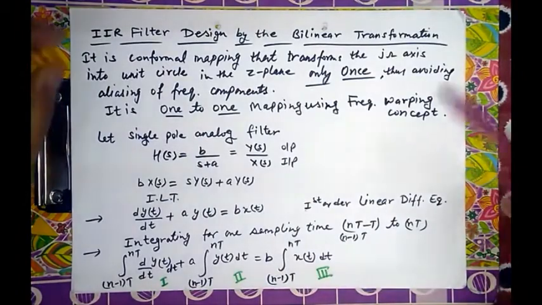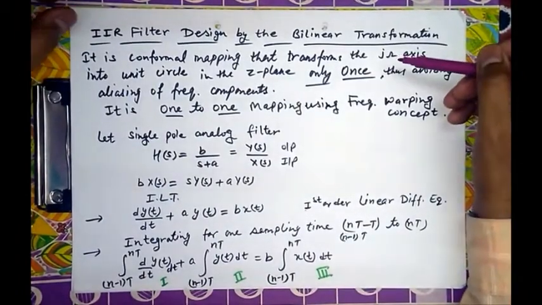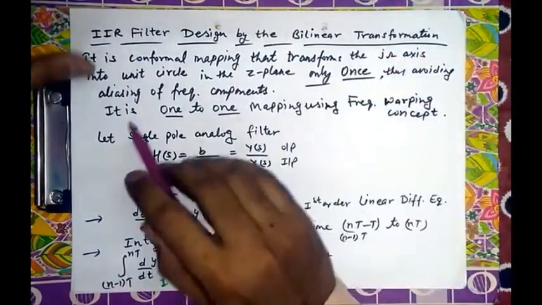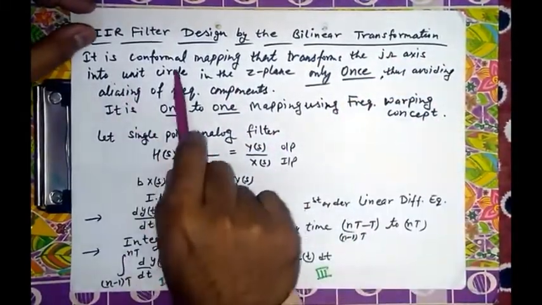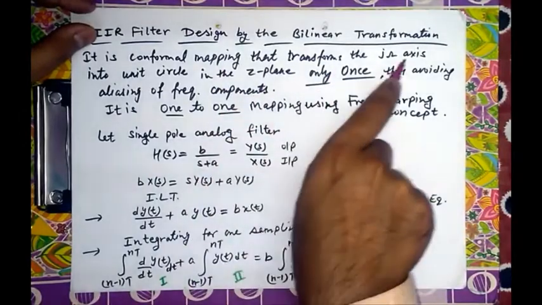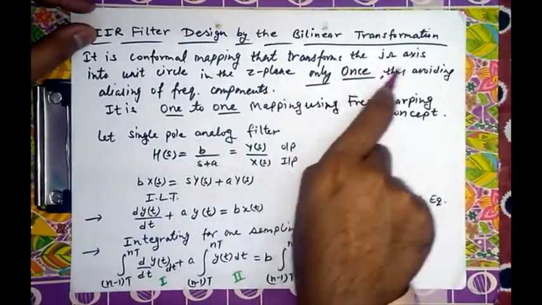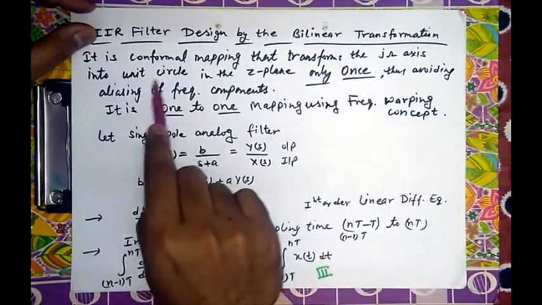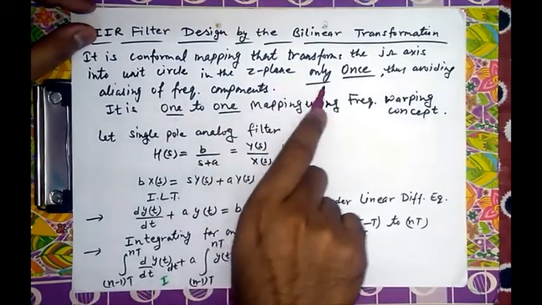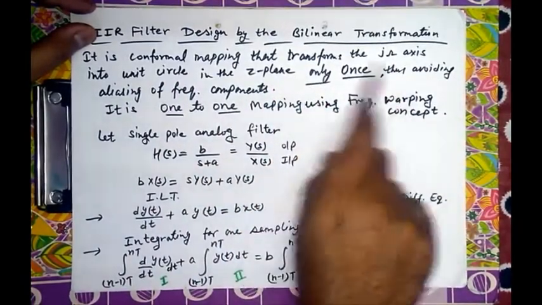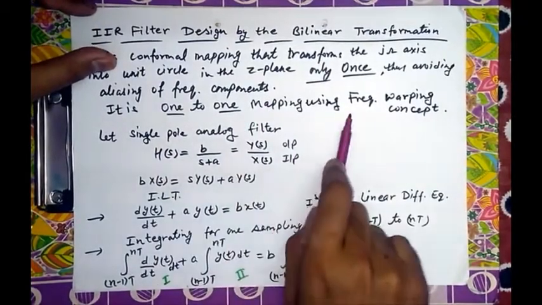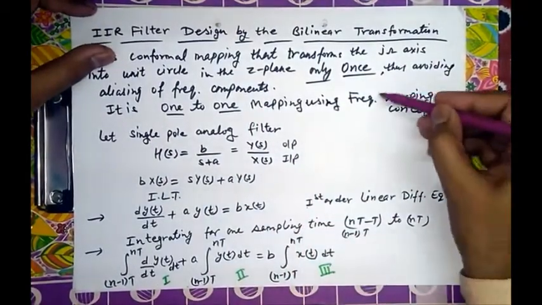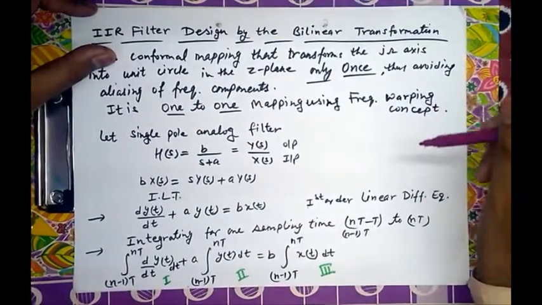But in bilinear transformation we remove this disadvantage by using one to one mapping. It is a conformal mapping that transforms the jΩ axis, the complex axis of the S-plane, into the unit circle in the Z-plane only once, thus avoiding aliasing of frequency components. It is one-to-one mapping using the frequency warping concept. We use the concept of frequency warping here.